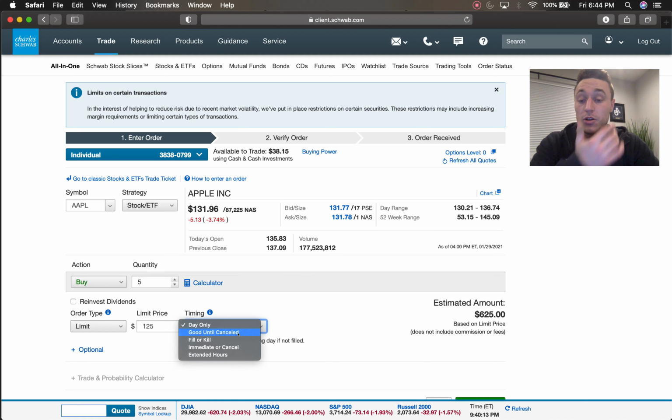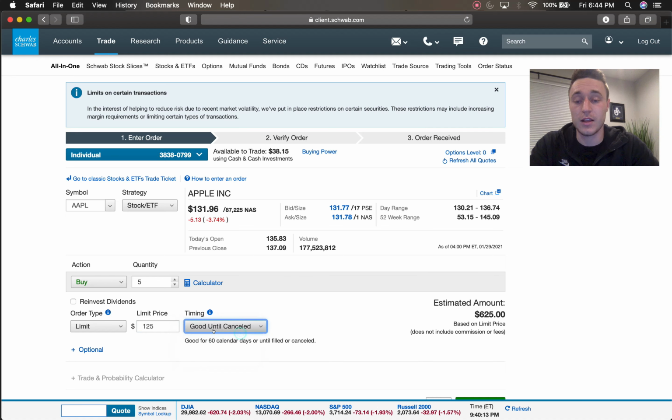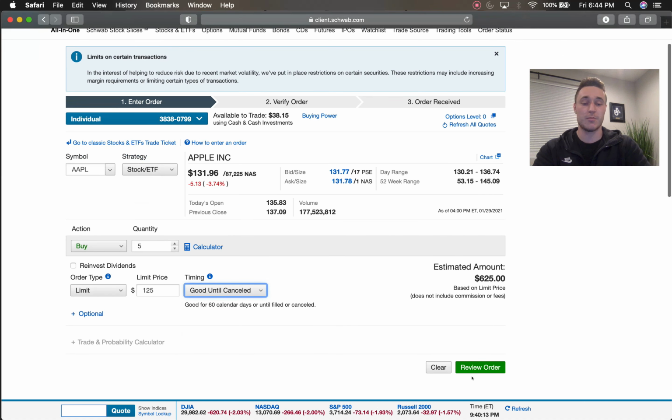Now, you could also hit good until canceled. I love hitting this because it gives you 60 days for the stock to go down to 125. And if it does, perfect. You can literally hit this, hit place order, review order, and let it sit. And then you could check it 10 days from now. And if it hit at 125, now you have 5 shares of Apple. Okay? So limit order allows you to limit when you get in.